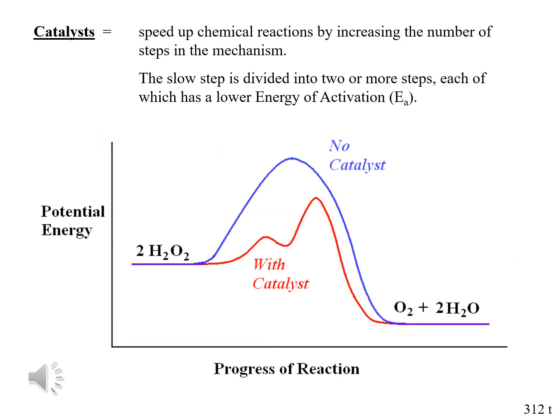The next thing I want to show you is what a catalyst does to a reaction. We already looked at this last time. The catalyst lowers the energy of activation, but I also said in the top line that it speeds up the reaction by increasing the number of steps in the mechanism. Now you might think if you get more steps, the reaction is going to go slower, but remember, it's not the number of steps that controls the rate, it's the slow step. What catalysts do is they split the slow step into pieces, and each of the pieces has a lower energy of activation, so the entire reaction is faster.